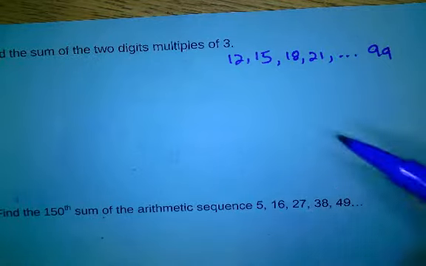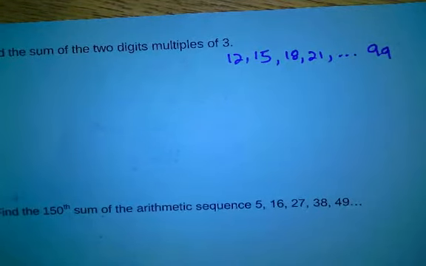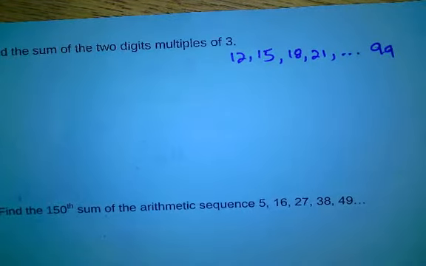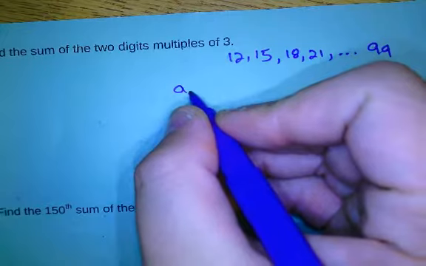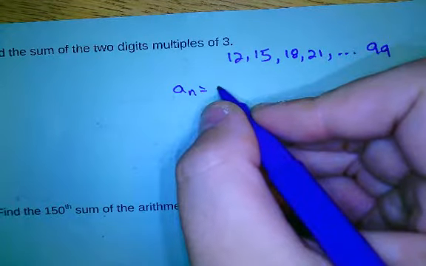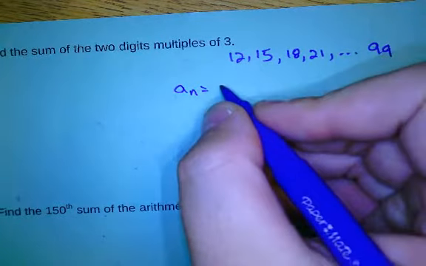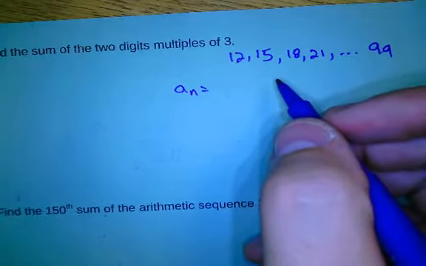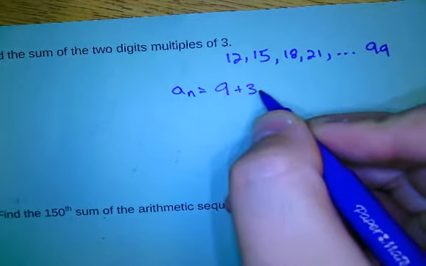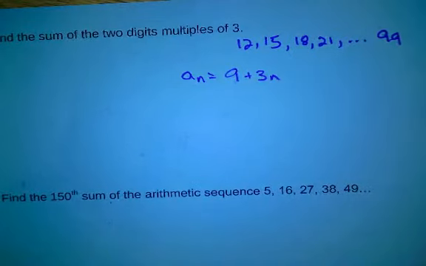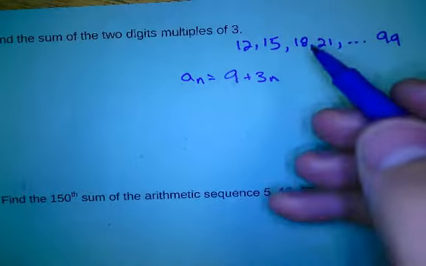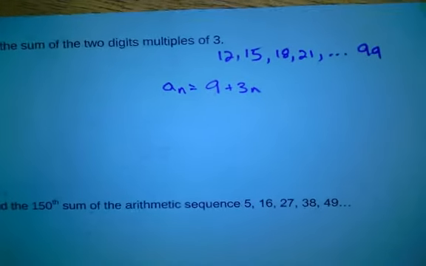So, how many numbers do I have? That's important, because I can figure out the first and the last. That's not a big deal. How many numbers do I have? How do you figure that out? Well, let's do this. A sub n is equal to 9 plus 3n. Correct? So we need to figure out what the n value is for 99.